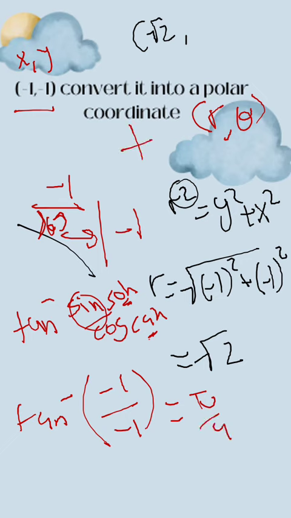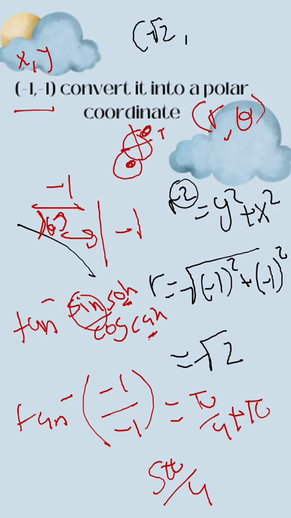But pi over 4 is in this part, where all values should be positive, but I have all values negative, so it needs to be this part, which is the third quadrant. So what I'm going to use is add pi. When I add pi, it will give me 5 pi over 4, and this angle is in this part of the circle. So it will be square root of 2, 5 pi over 4, and this is the polar coordinate.